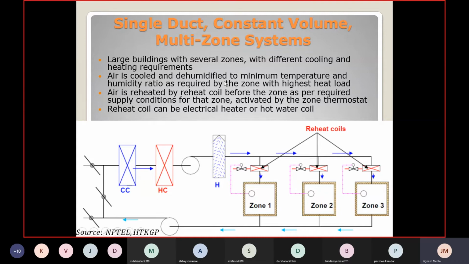So air is cooled and dehumidified to the minimum temperature and humidity ratio as required by the zone with the highest heat load. Okay, and then it will be reheated by the reheat coil before the zone, as required for the supply conditions of that zone, activated by the zone thermostat, right? So this reheat coil is activated by the zone thermostat as per the requirement. Okay, and the reheat coil can be an electrical heater or a hot water coil.